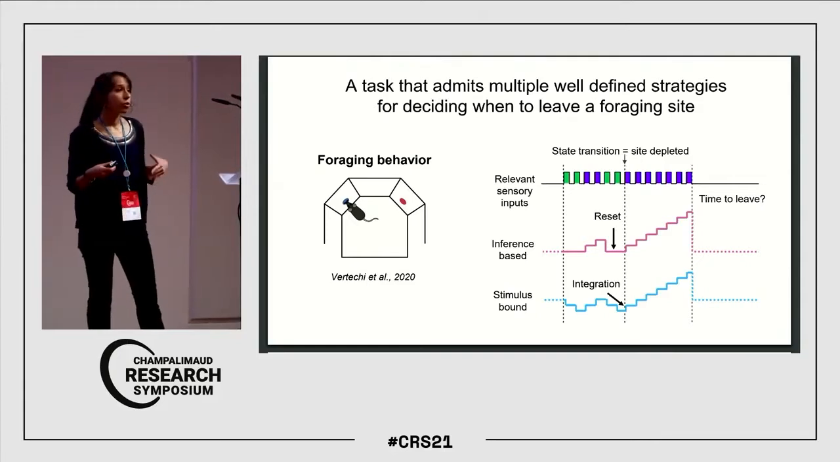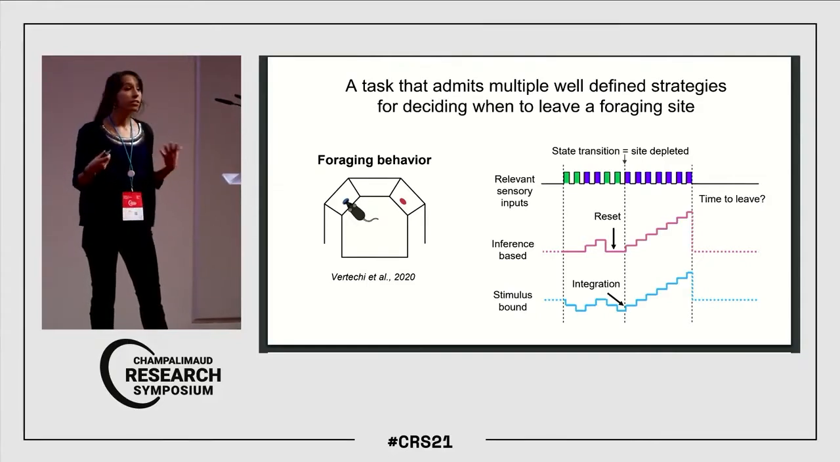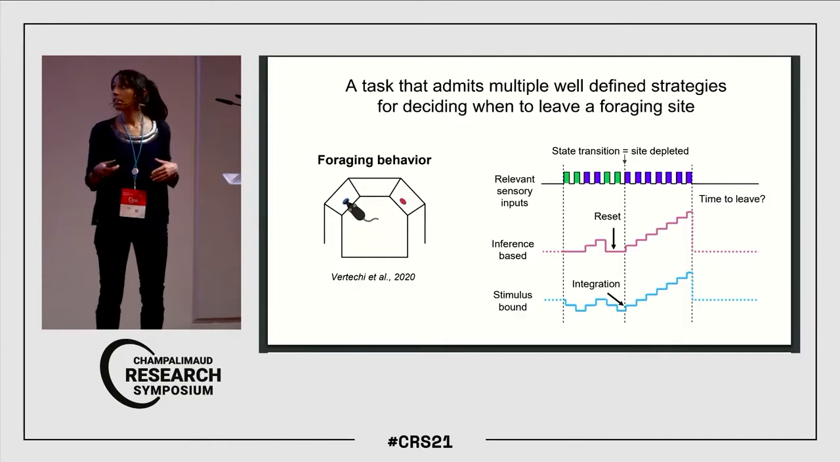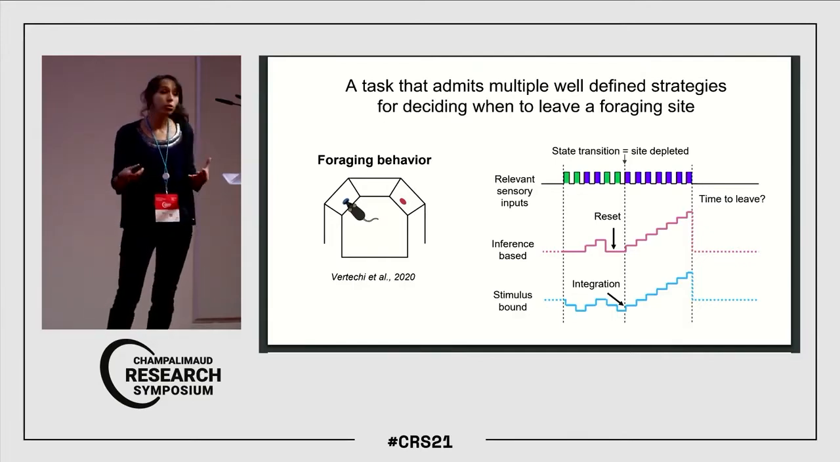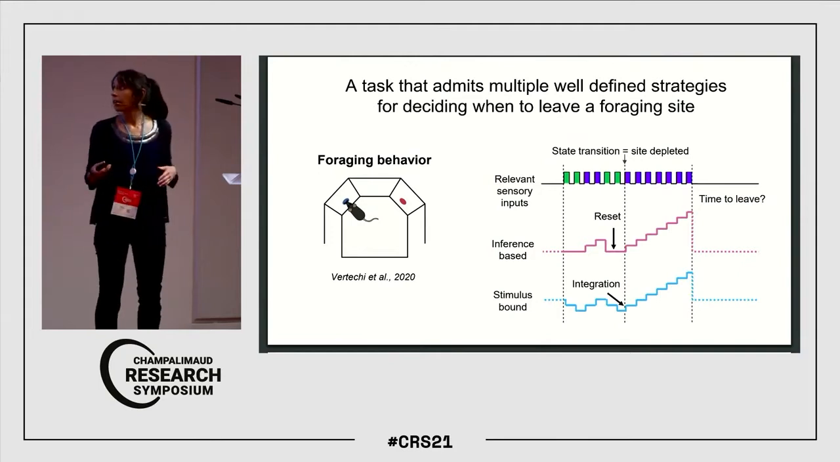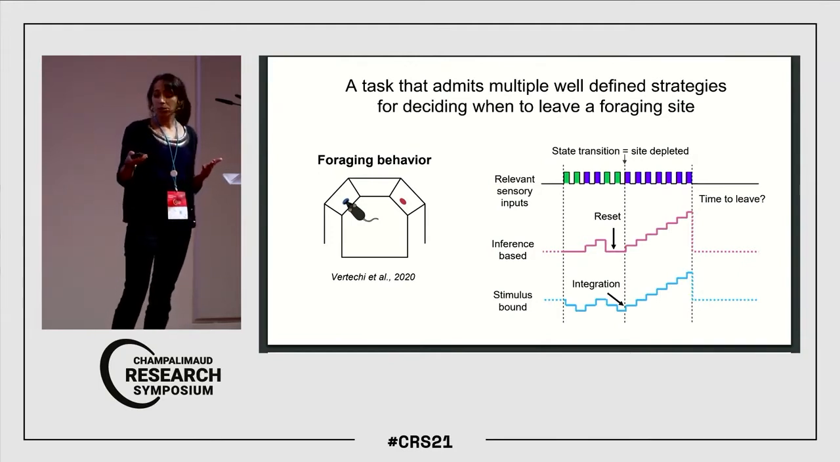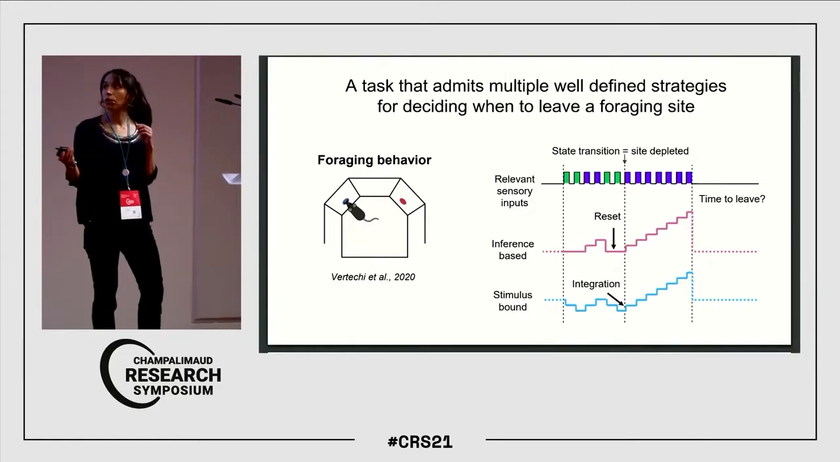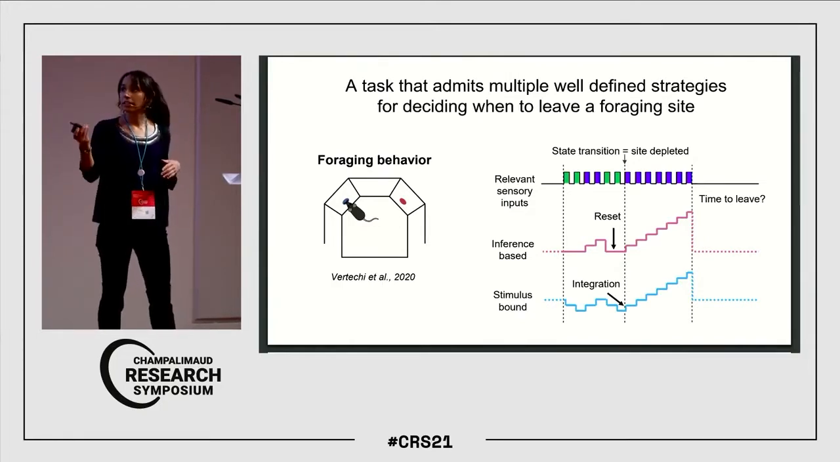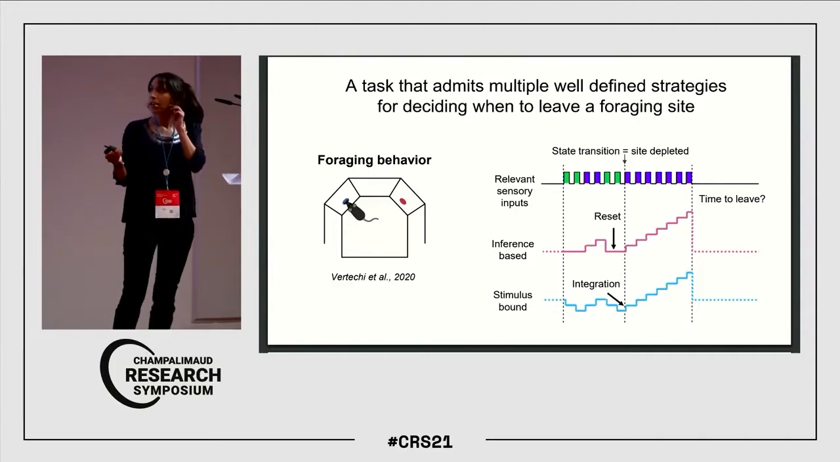Instead, we have also another strategy, which is the stimulus-bound, which here is much more simple. It's just based on the value of the foraging site. And basically, the more reward the mouse receives, the longer it stays, and vice versa. So these two strategies have been defined in this publication, if you're interested.